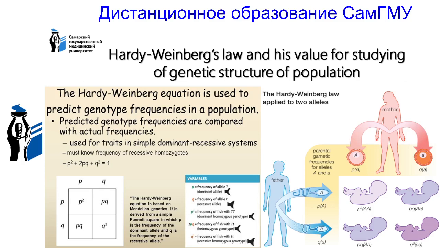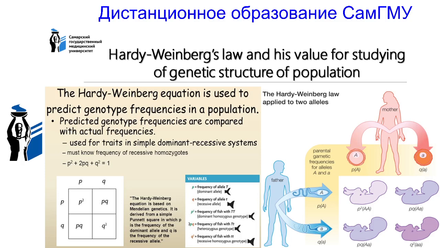This law is fully valid only for ideal populations, that is to say, populations that meet the following requirements. First of all, an infinitely large number. Secondly, free crossing or panmixia occurs within the population. Third, there are no mutations for this gene. Fourth, there is no inflow and outflow of genes. And the last one is that there is no selection for the analyzed attribute. The attribute is neutral. Most natural populations are close to ideal, so this law is applied.